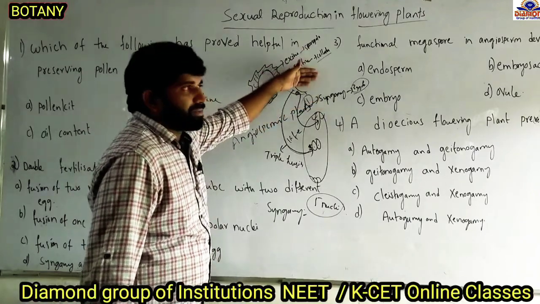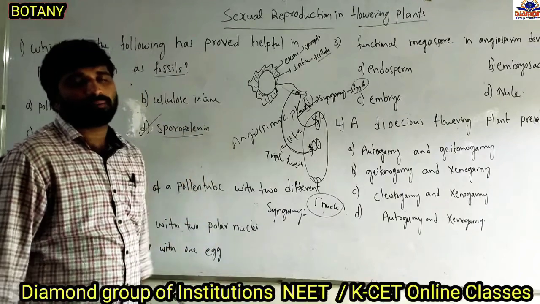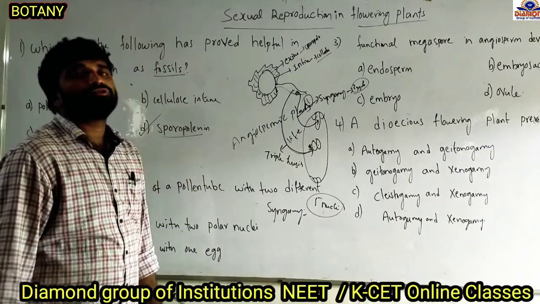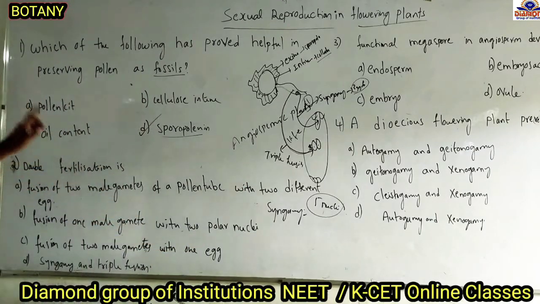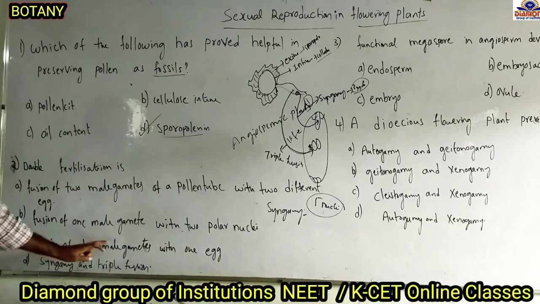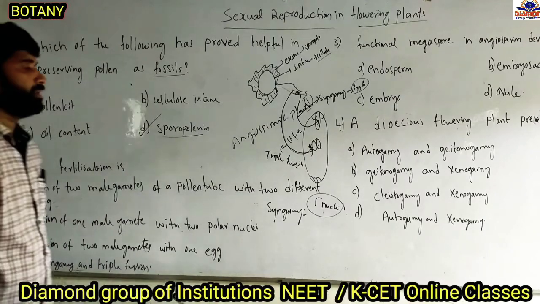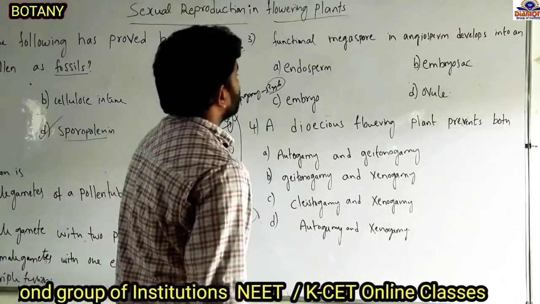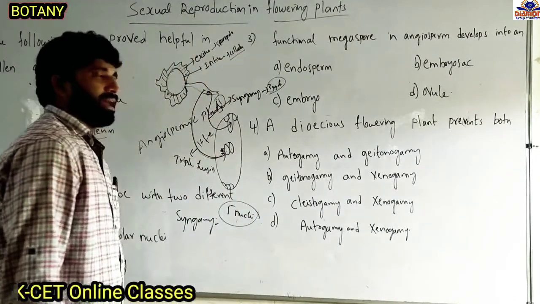So after the formation of the zygote, the embryo is converted into a seed and will become a new individual or new plant. So that's the concept. Double fertilization is represented as syngamy and triple fusion. Answer is D. And next question: functional megaspore in angiosperm develops into an.